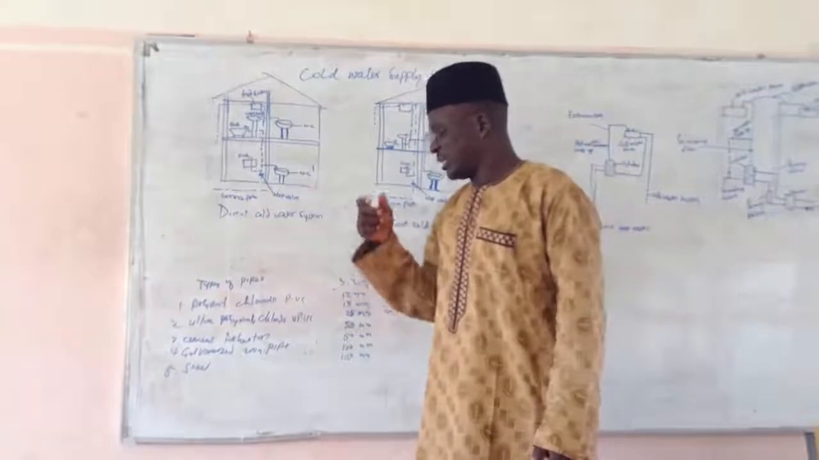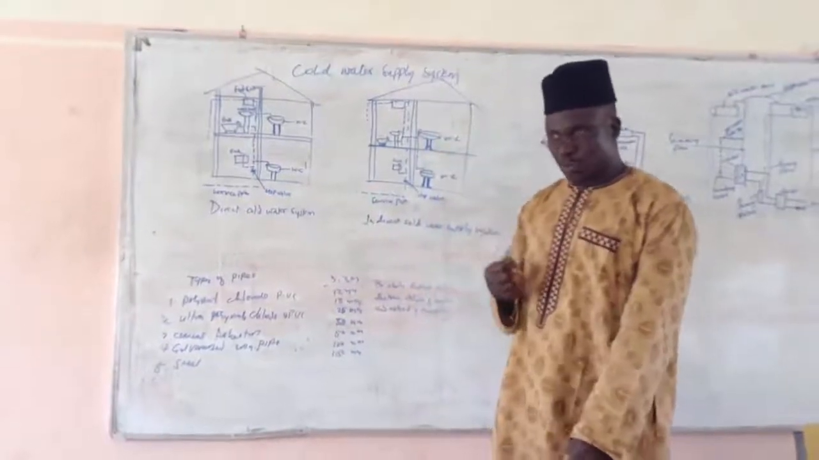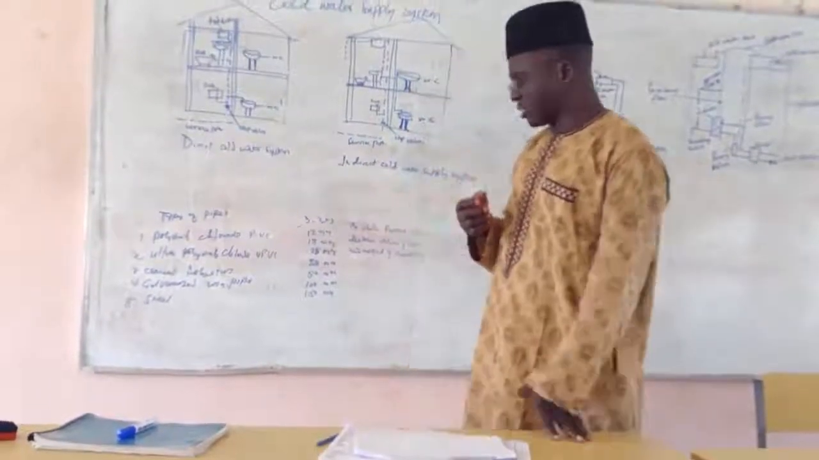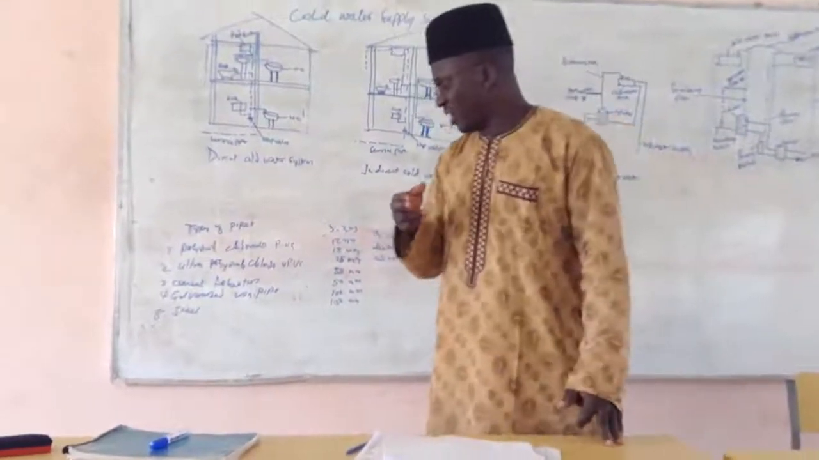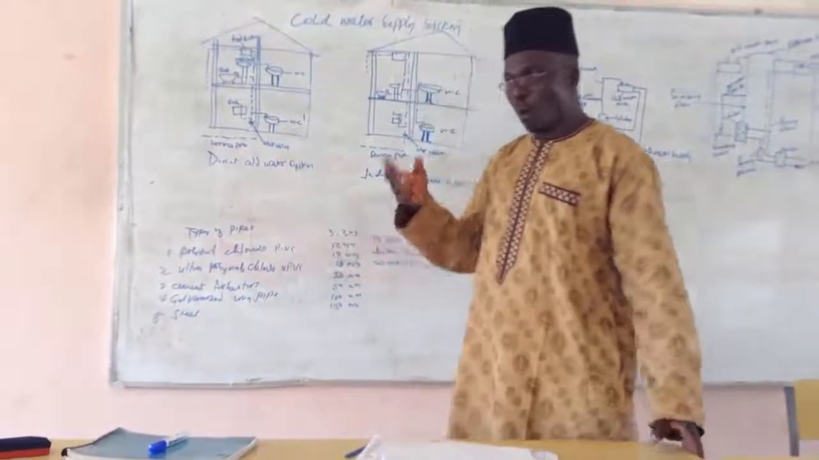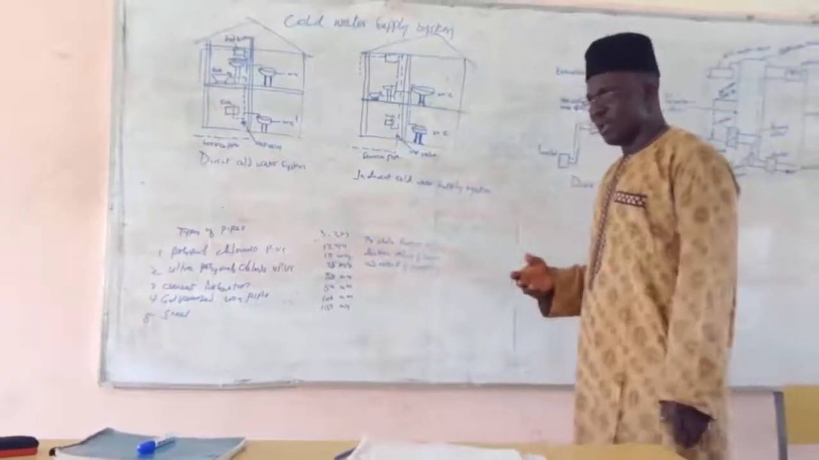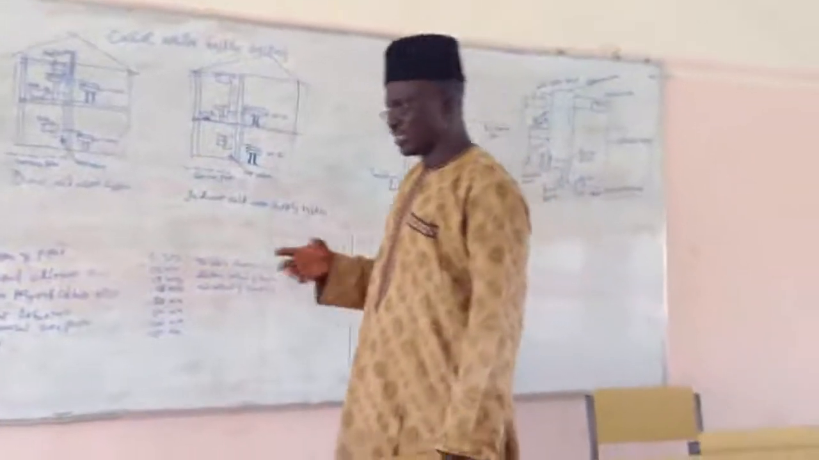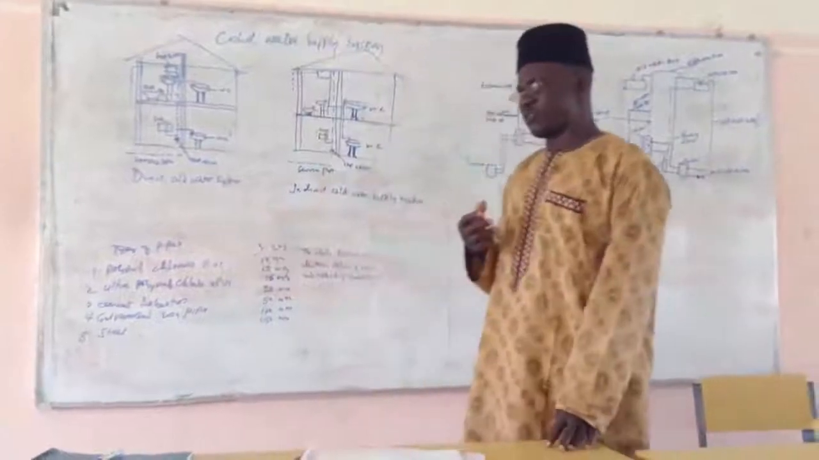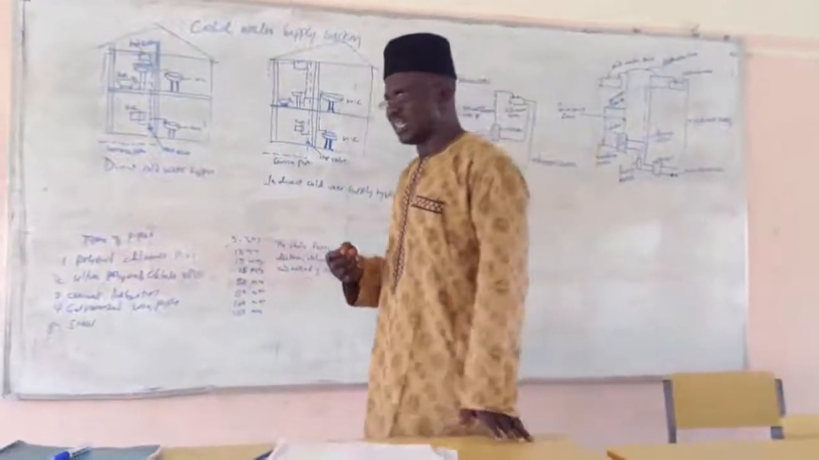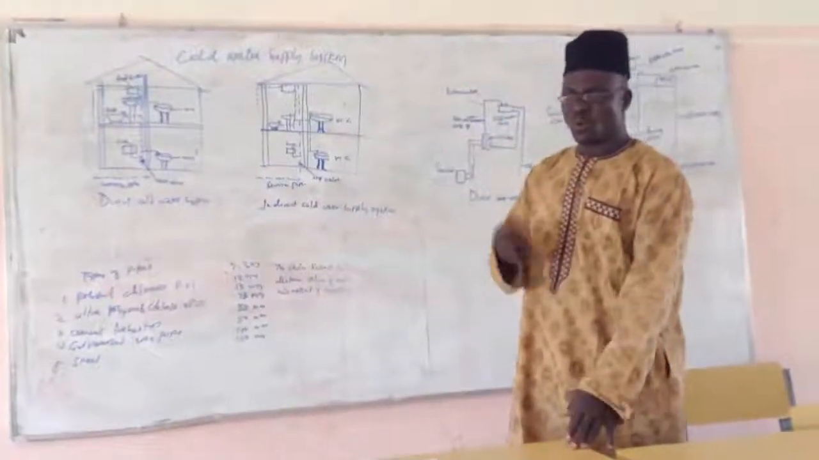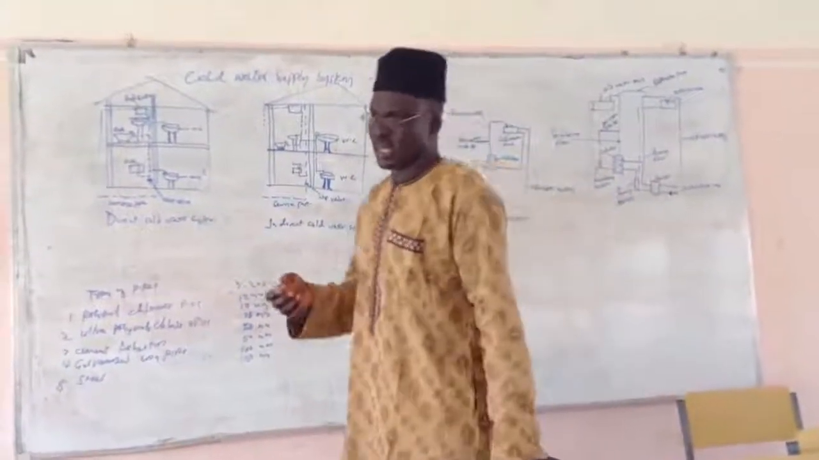We also looked at the types of pipes used: the PVC, the ultra PVC, asbestos cement, the galvanized iron pipe, and also steel. Those are the common types of pipes we have. And when we look at the sizes of the pipe, I said we have 12 mm, 18 mm, 25 mm, 38 mm, 50, 100, and also 150 mm. Those are the common sizes.